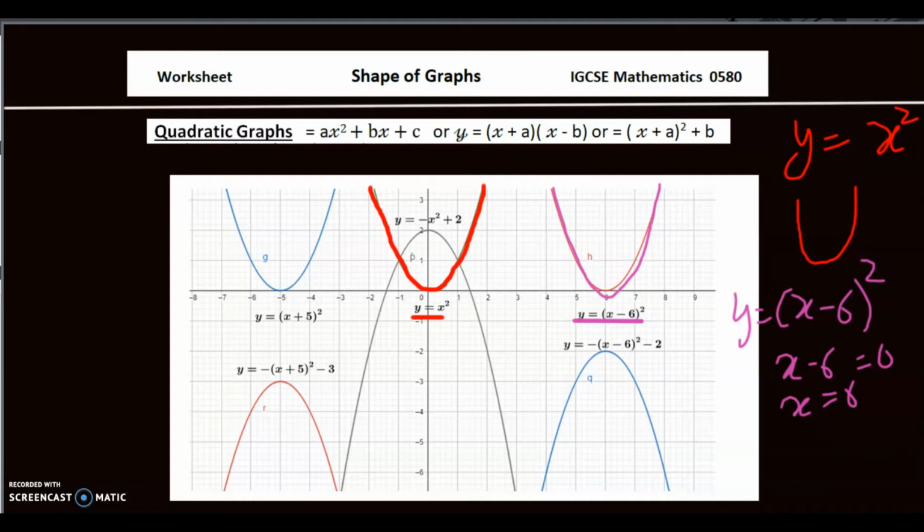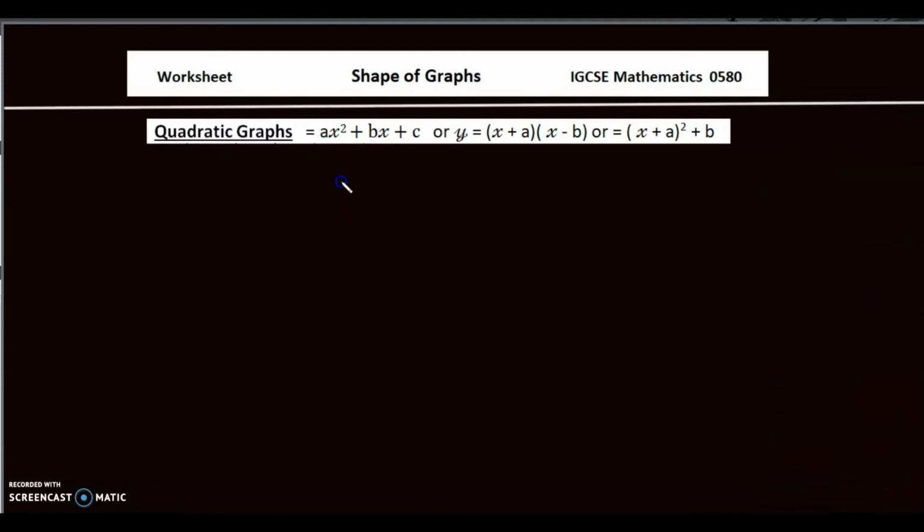And then similarly, when it's y equals x plus 5 whole square, when I try to find the x intercept, when I write x plus 5 equals 0, I get x equals minus 5. So this is the red graph moving 5 places to the left. So this is the graph of x plus 5 whole square. So if these 3 graphs are given and these 3 equations are given, you need to know which equation belongs to which graph.